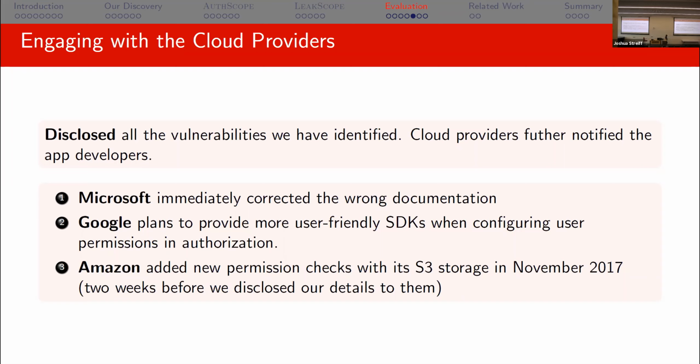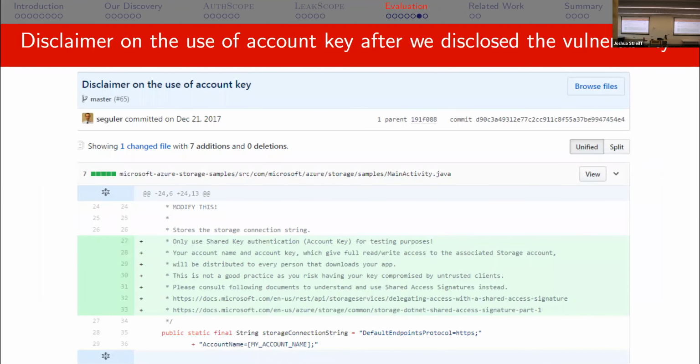Here is an example of that. Microsoft's documentation, you can see it was updated in December 27. We actually disclosed our vulnerabilities, so they added a disclaimer there. You can see it mentions your account link and account key. Which key is it for? They basically say to only use shared key authentication for testing purposes. So they basically mention the case we discovered.